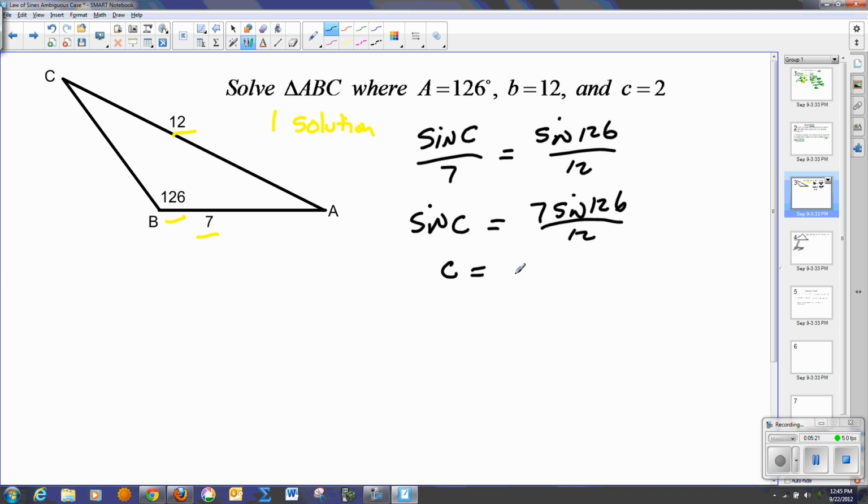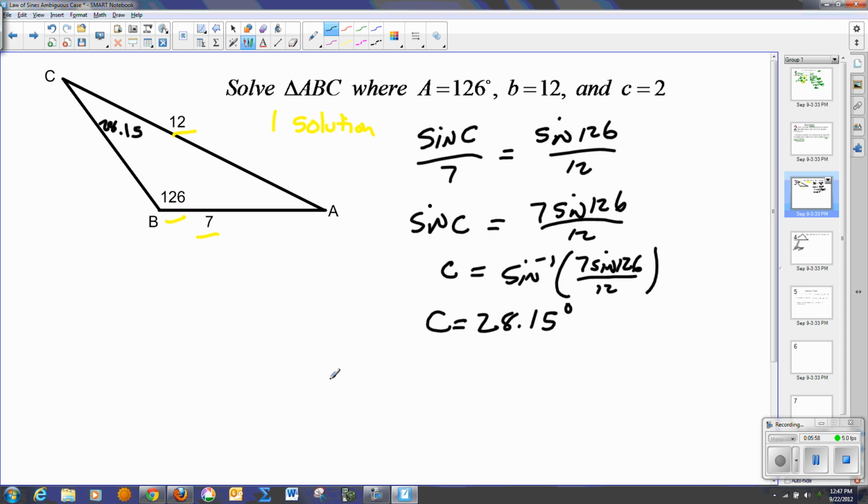C is going to be the inverse sine of this quantity, 7 sine 126 over 12. And our calculator should give us an answer for this now. And that answer for angle C is going to be 28.15 degrees. So now we know this is 28.15. So therefore, we can find angle A by subtracting the two angles we already have from 180.